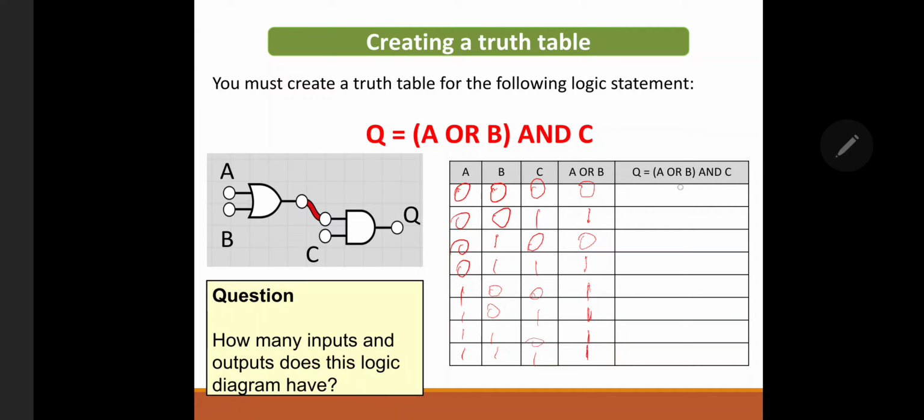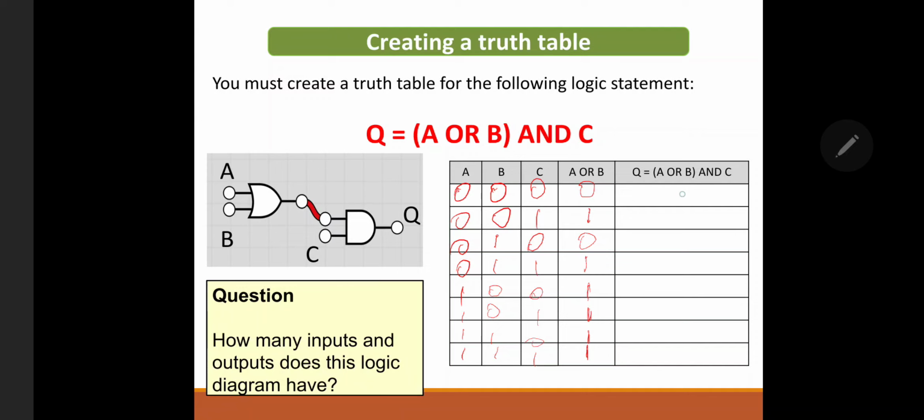And this one states that A or B, we already have the A or B column, and it says and C, which means that I'm combining the C column with the column that we just made, okay? And to do that, we are going to say AND. What's the rule of AND? I'm pausing so that you can answer. The rule of AND states that both have to be on.